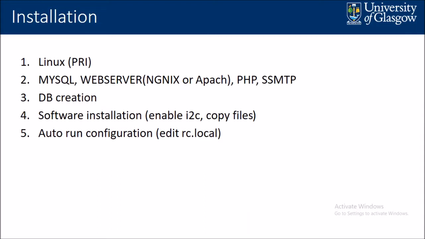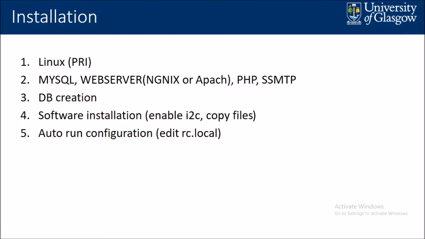Now let me give some information regarding installation of the system. First of all, you need a Raspberry Pi with Linux installed on it. Then you need to install a MySQL database server, a web server, which might be Nginx or Apache, PHP, and SSMTP for email notification. After the database installation, you can create a database. The SQL dump is provided on the GitHub page of the project.